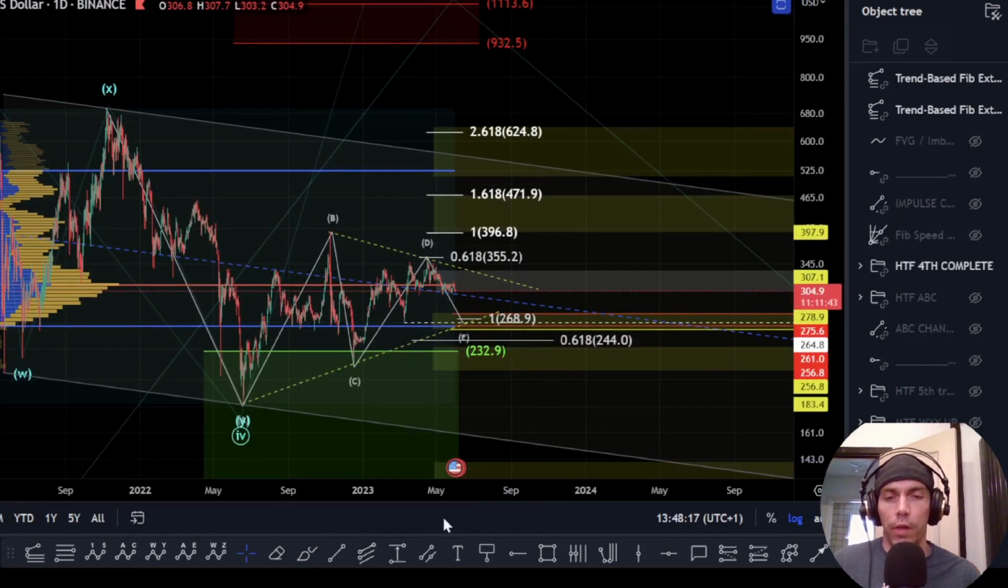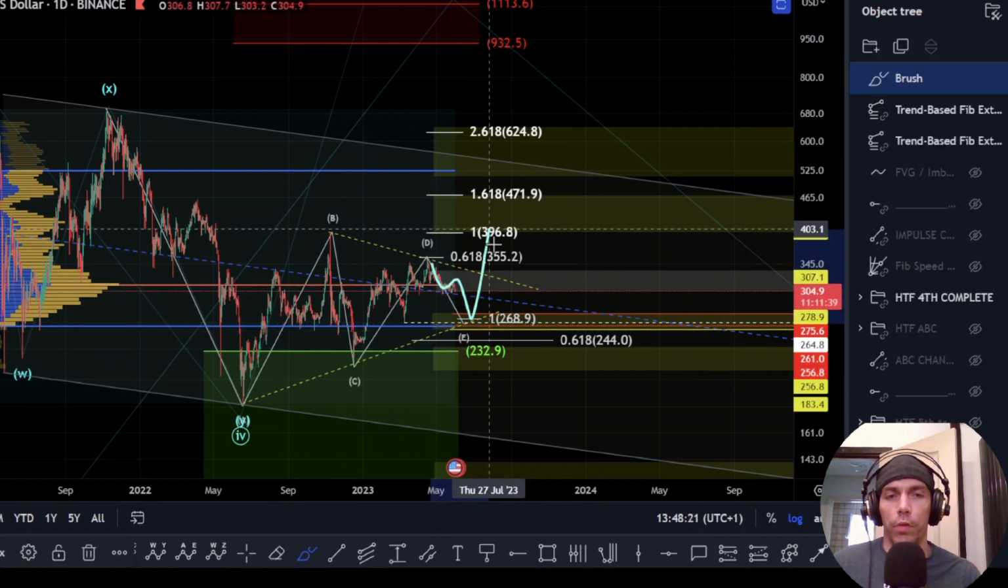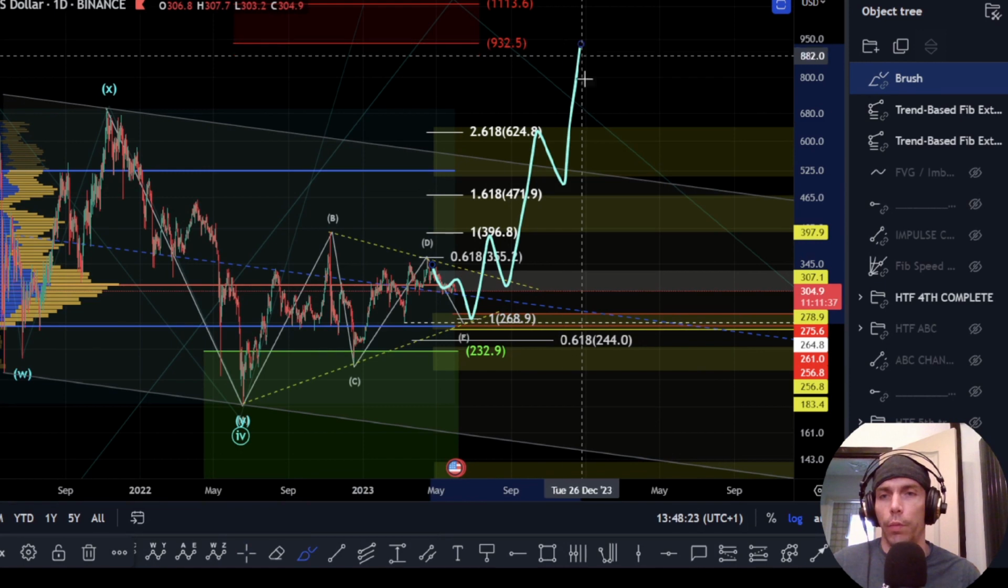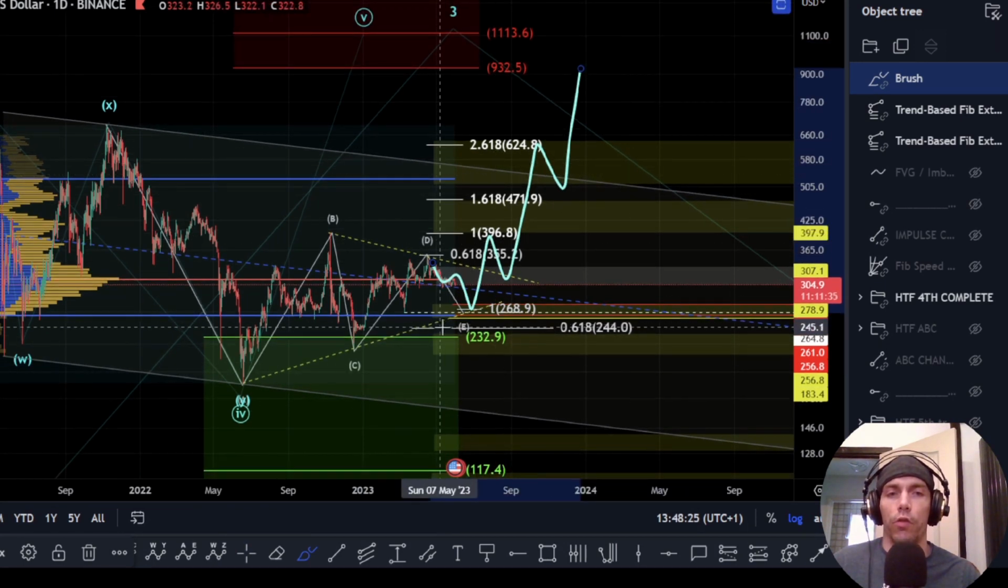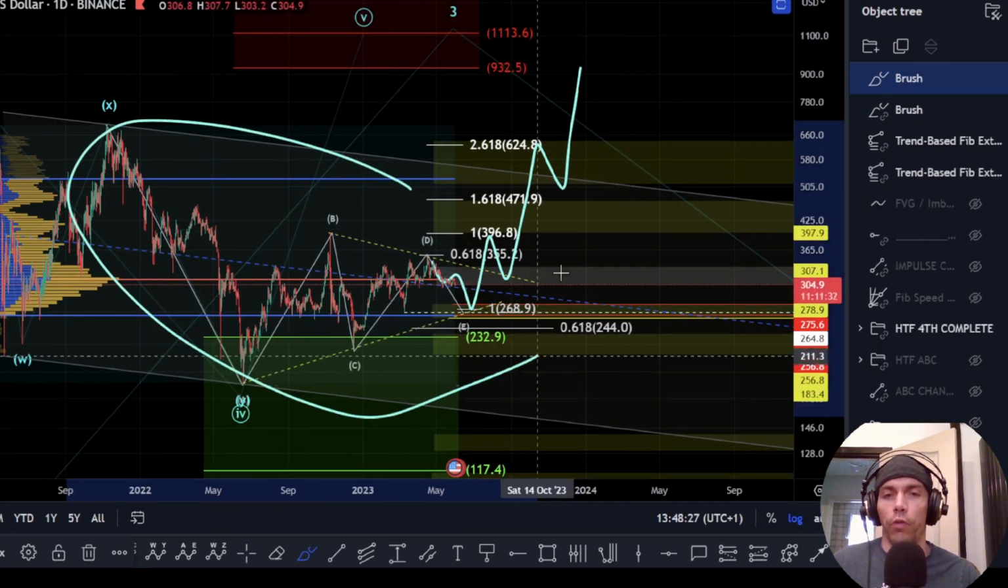So what we'd want to see here, if this is a triangle in this position, is a 3-wave move down, and then we would want to see 5-wave structure developing to the upside, and it should be quite strong based off of the fact that we have this triangle here.